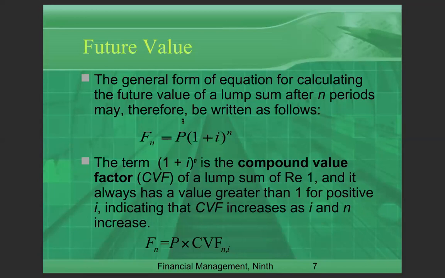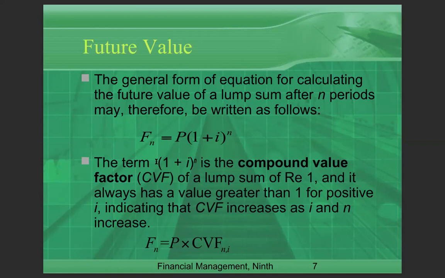You have to substitute. Let's say principal is 1,000, then this will be 1,000. The term 1 plus I whole power n is the compound value factor, CVF, of a lump sum amount of 1,000, let's say 1 rupee or 100, anything. It always has a value greater than 1. This 1,000 I'm going to give you will become 110 or 120, but definitely it will not be less than 100. That's compounding, and the factor is CVF, compound value factor.